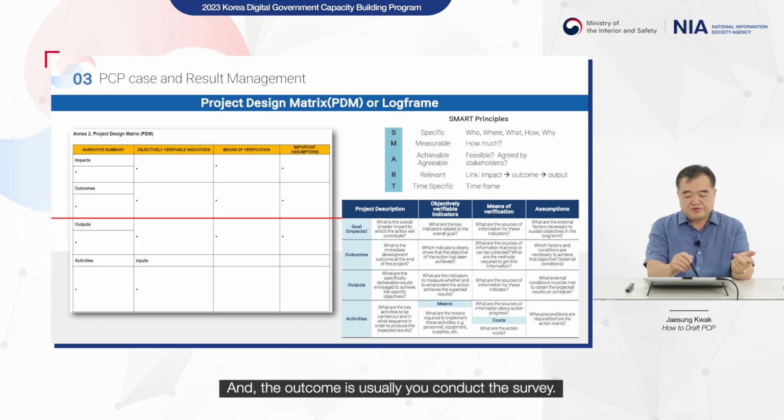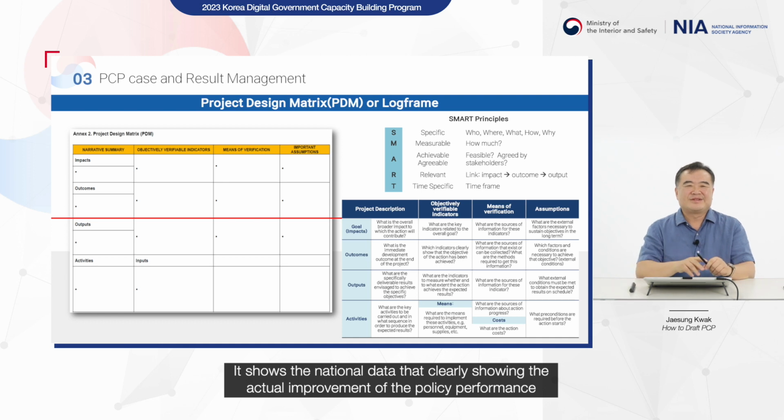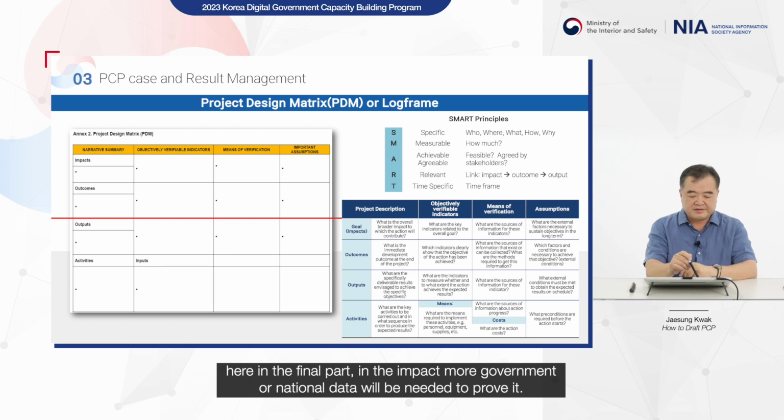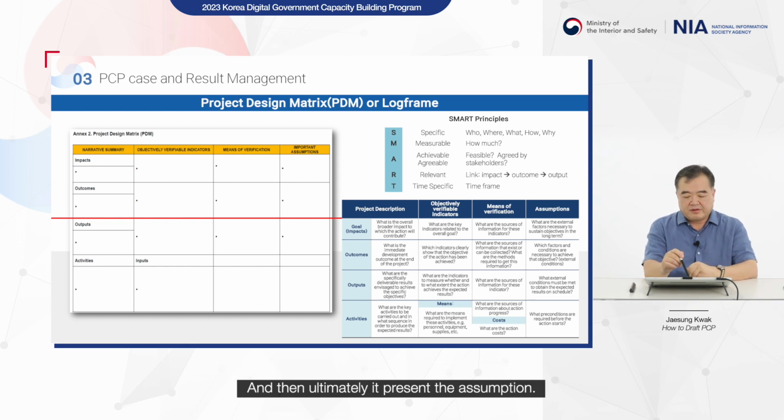And outcome is usually you conduct a survey. You show the national data clearly showing the actual improvement of the policy performance. So more objective data proof is needed. Here in the final part, in the impact, more government or national data will be needed to prove it. And then ultimately you present the assumption.